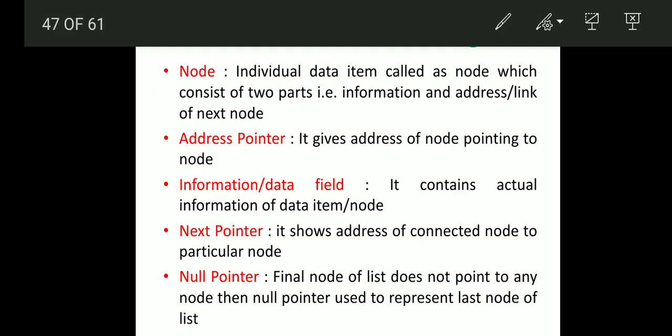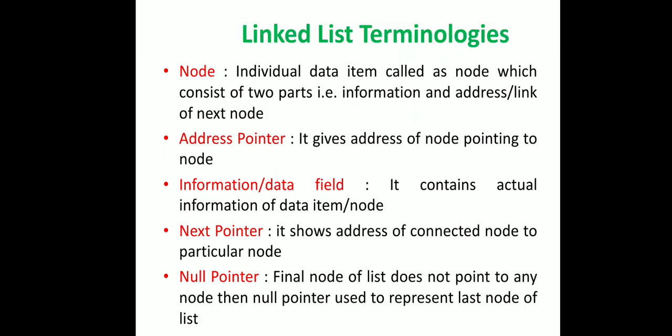Now there are some terminologies regarding the linked list. The first one is a node. What do you mean by node? An individual data item is called a node and this data item consists of two parts, as I said: one is the information or the actual data, and the second one is the address of the next node. Then what is the meaning of address pointer? It is a kind of pointer which points to the address of the node which is connected to it.